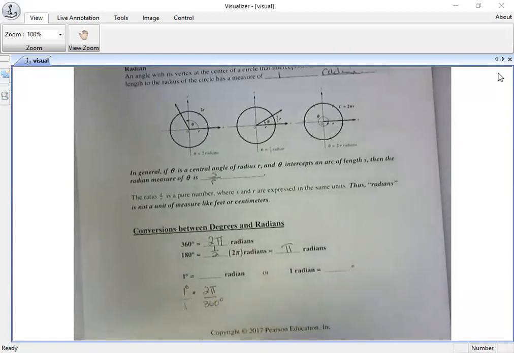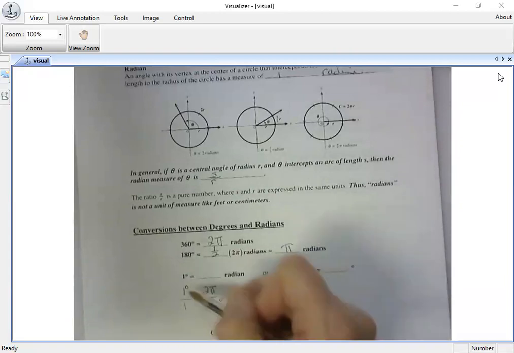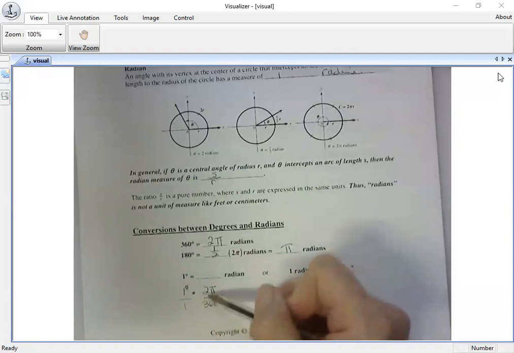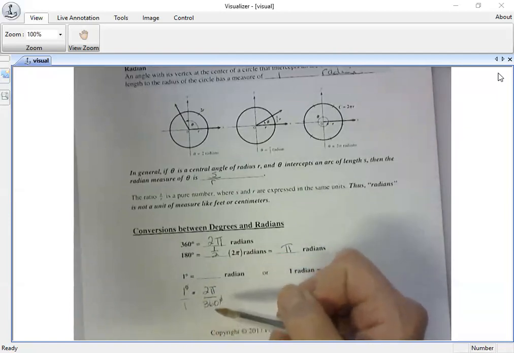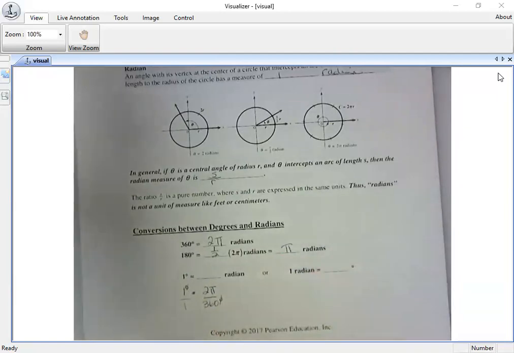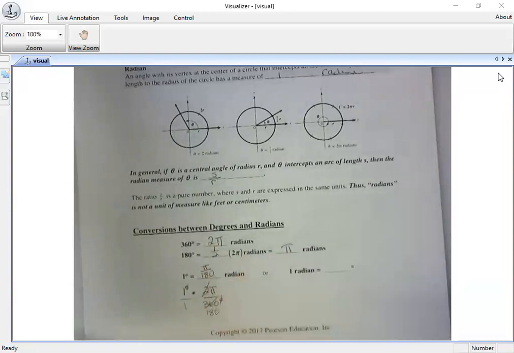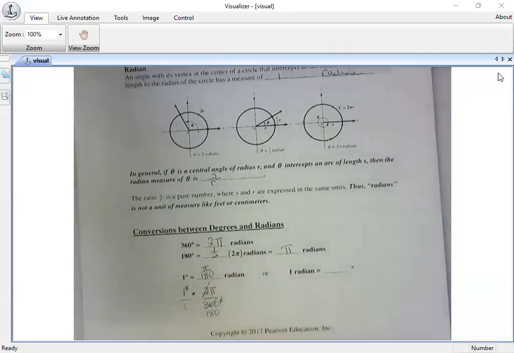Now, what that will give me is something I can now simplify. I know the degrees are going to cancel out. What can I do with a 2 on top and a 360 on bottom? Will that reduce? And remember, pi is a number, but it's an irrational number, so we're just going to leave the symbol pi there. But 2 would go into 360 180 times. So 1 degree is the same as pi divided by 180 radians.